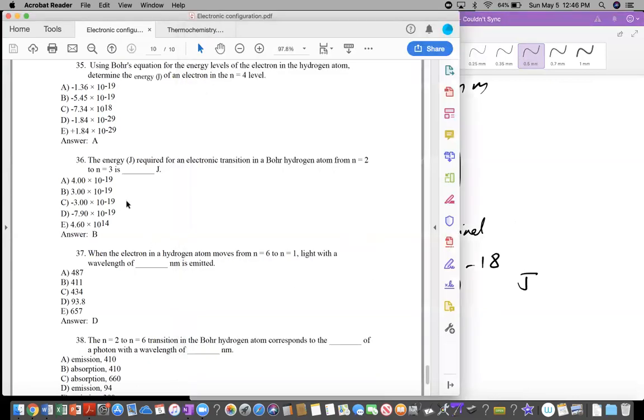Also, you can notice here the answer is B, this number, not the negative. The answer is B, not C. And this is actually true. Electron is going from second floor to the third floor, that means it will need energy. If it needs energy, it has to be positive. So endothermic. At the end, you can also make sense of your answer.